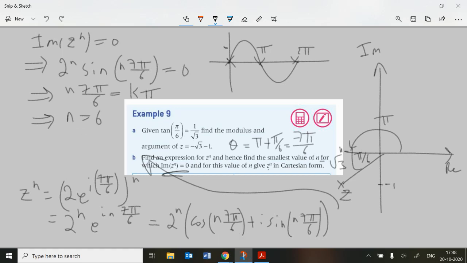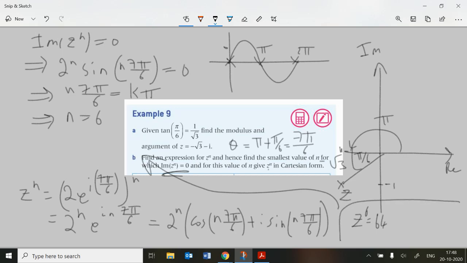Okay, so n is 6 is the answer, but we still haven't answered the question because it says, for this value of n, give z to the n in Cartesian form. So now we've got to change back. So z to the n, so z to the 6, we need to come up with this here. We need to put that back into Cartesian form. Now, again, that's fairly straightforward. So 2 to the power of 6 is 64. So z to the 6 would give us 64.